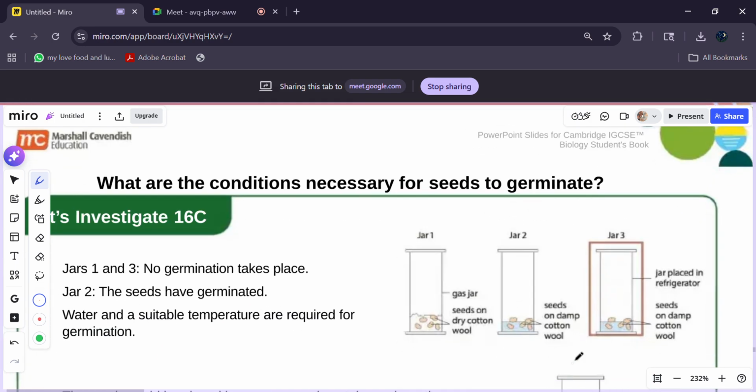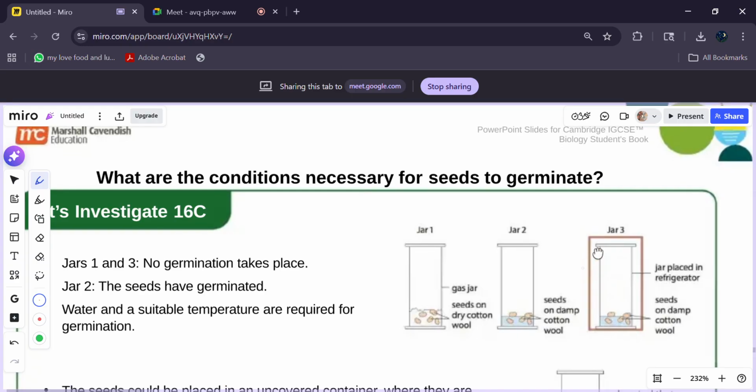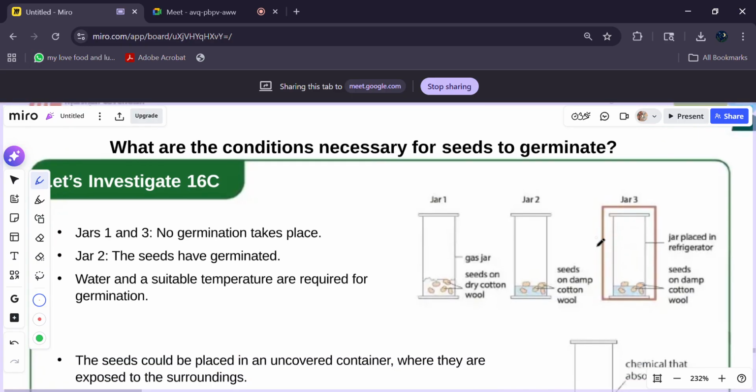Now here is an investigation into the conditions necessary for a seed to germinate. Here you can see there are 3 jars. Jar 1 consists of gas, jar 2 consists of water, and jar 3 is placed in a refrigerator. It consists of a damp cotton wool, but it's put in a refrigerator, which is a cool place.